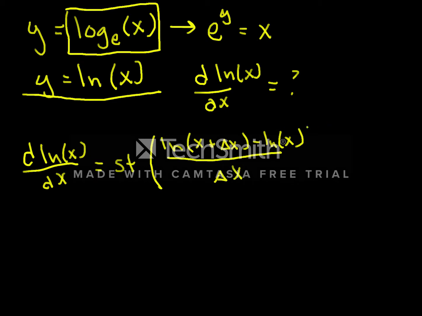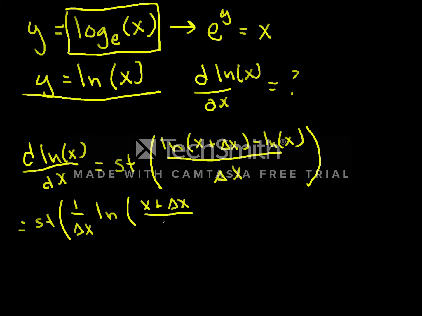I'm hoping by now that you have this definition memorized. This is not a surprise to you. And now we're going to do some simplification based on our log rules. We've got the difference of two logs. So this is equal to the standard part of 1 over delta x times the natural log of (x plus delta x) all divided by x.